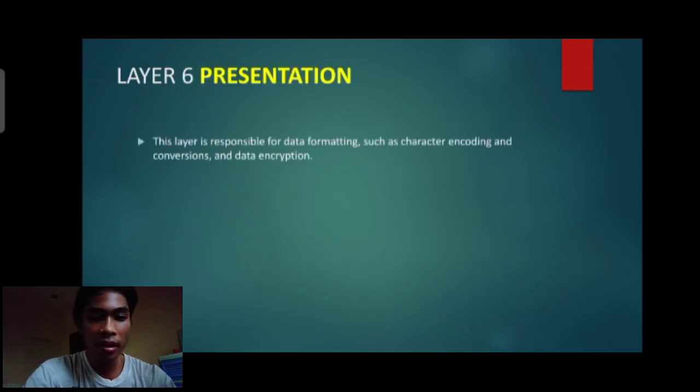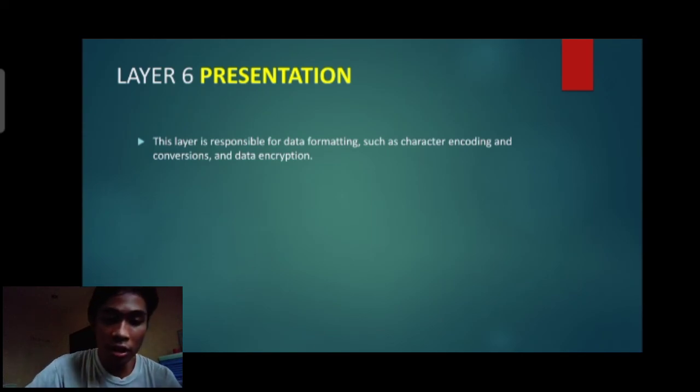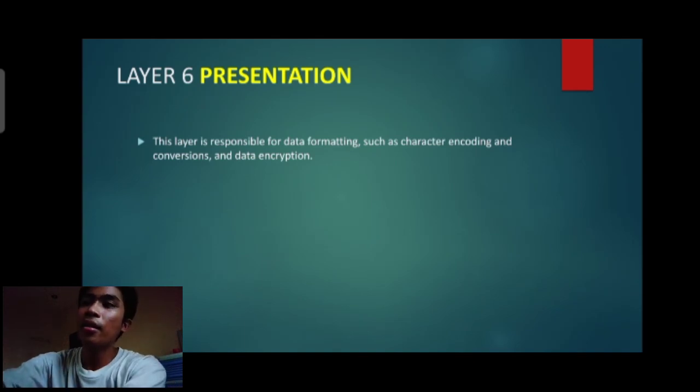So we're almost there. Layer 6, the presentation layer. This layer is responsible for data formatting, such as character encoding and conversion, and data encryption.